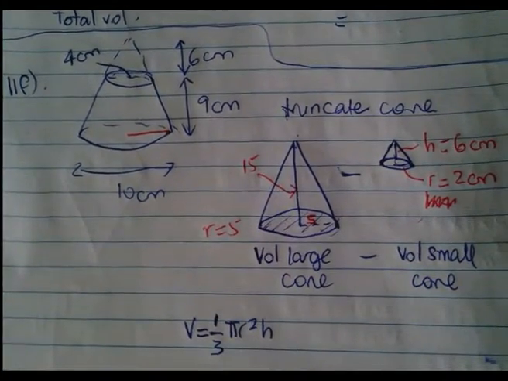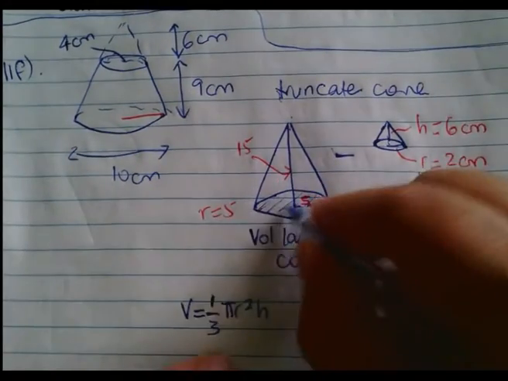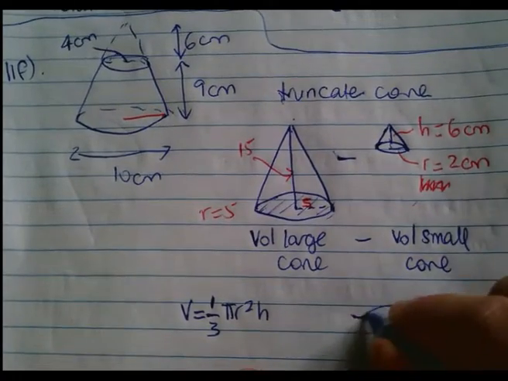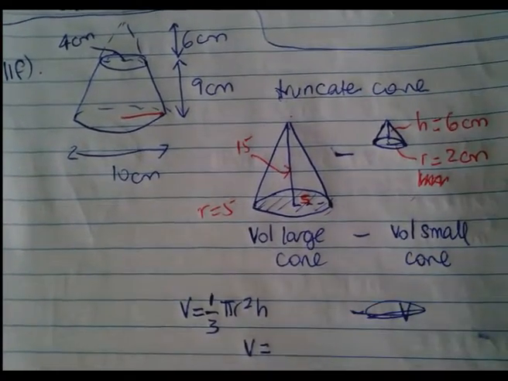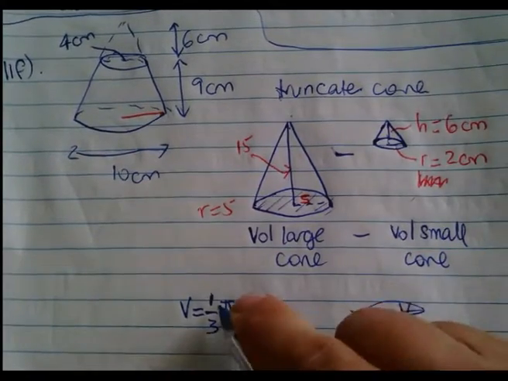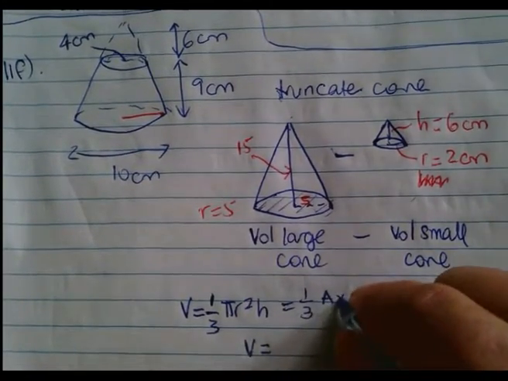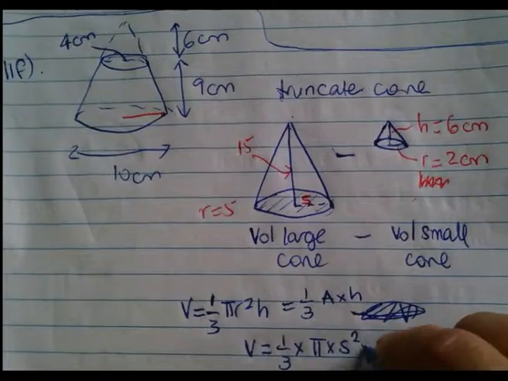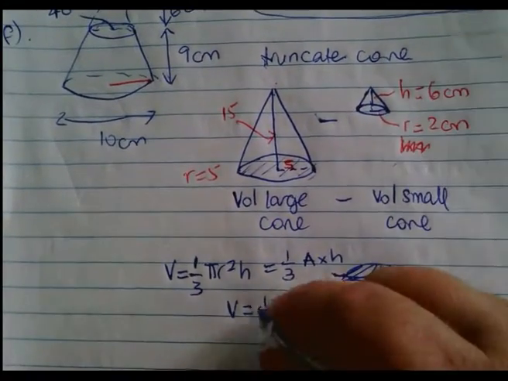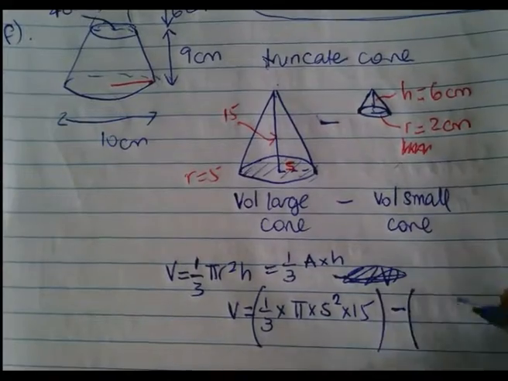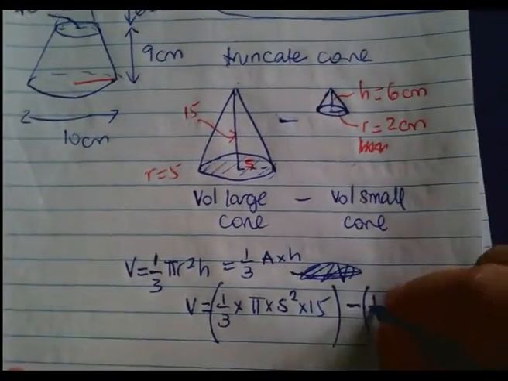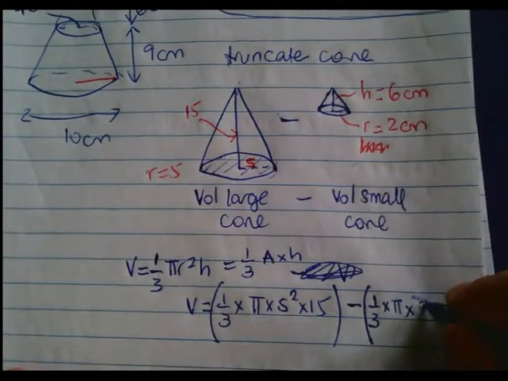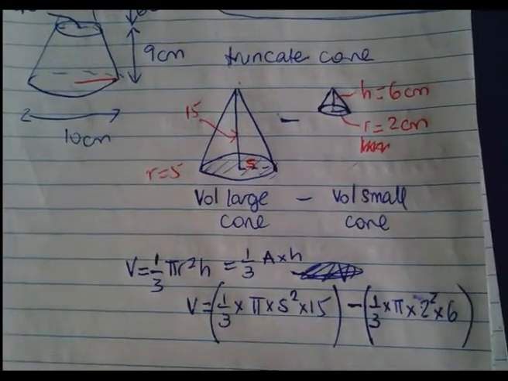So the volume of a cone is a third times the area of the base times the height, isn't it? And so is this one. Same formula. Yes it is, anything pointy is a third. It's a third times the area of the base times the height. So it's a third times pi times 5 squared times 15 for the large one, minus the small one is what? A third times pi times, what's the radius? 2 squared times 6 for the small one.